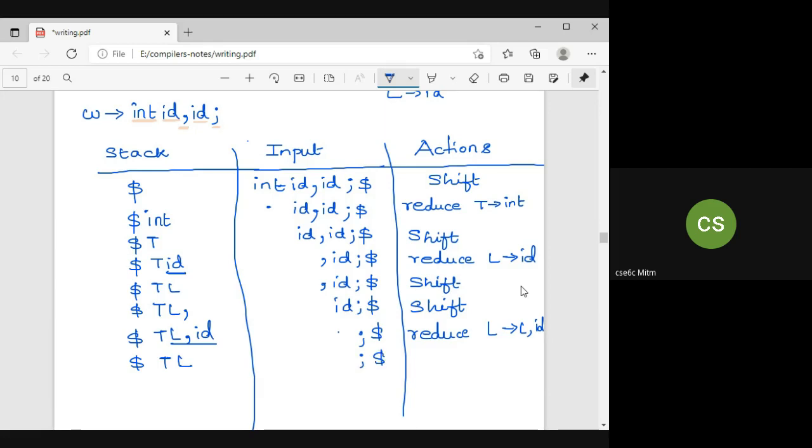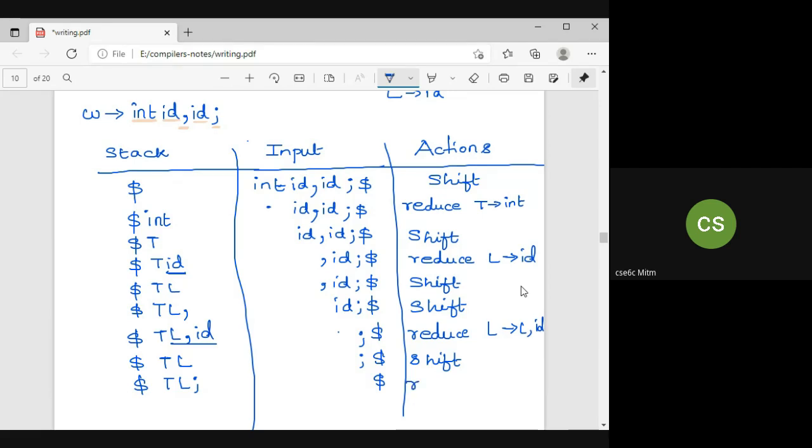And now we are going to see if TL can be reduced or L can be reduced. No, nothing can be reduced. So therefore, we take the action of shift. So what comes here? TL semicolon will come. Dollar will remain. And check what is the rightmost substring that you can match with the body of any production. So TL semicolon can be matched.